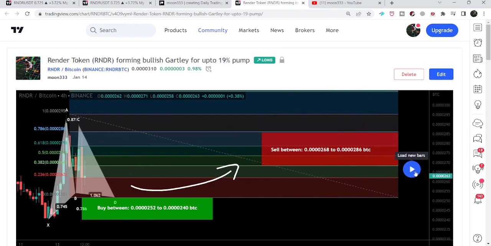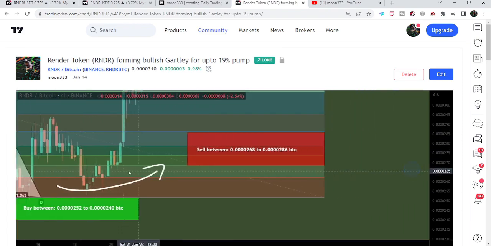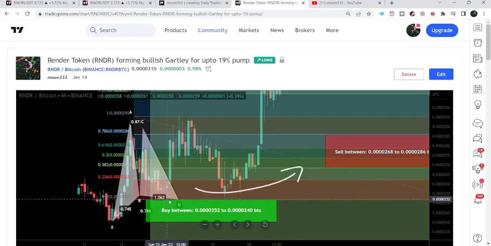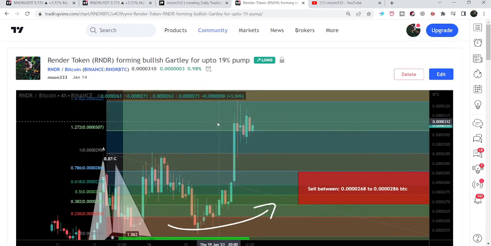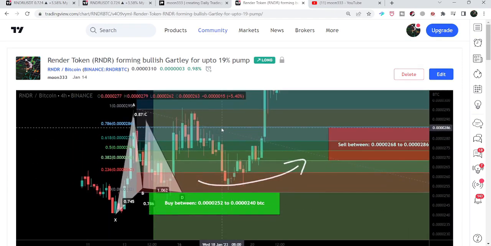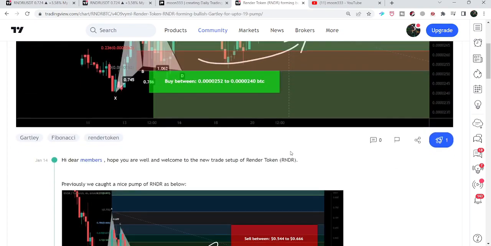Now, after playing this chart, we can see that the price line dropped more, completed this leg, and then we had a very nice pump, and then some price correction, and then another pump. That was, by the way, more than a 33% pump on this 4-hour time frame chart.